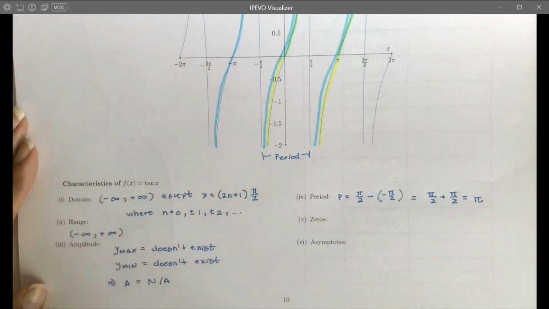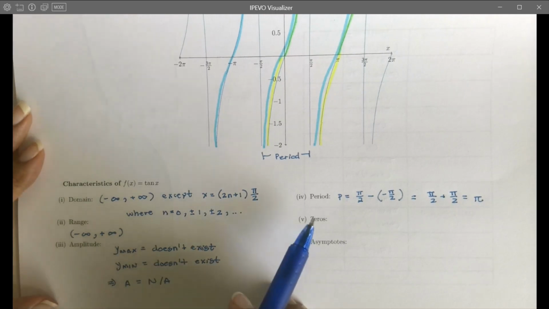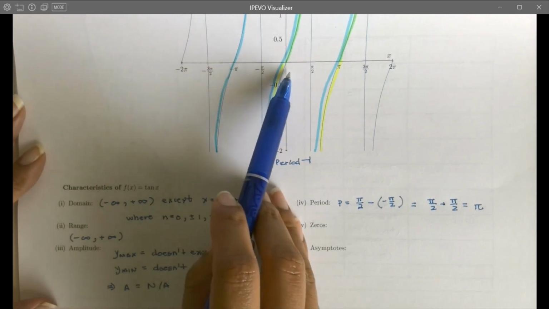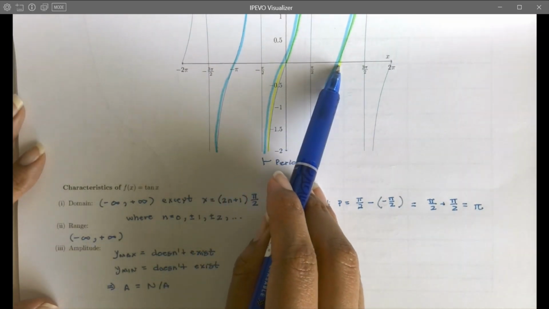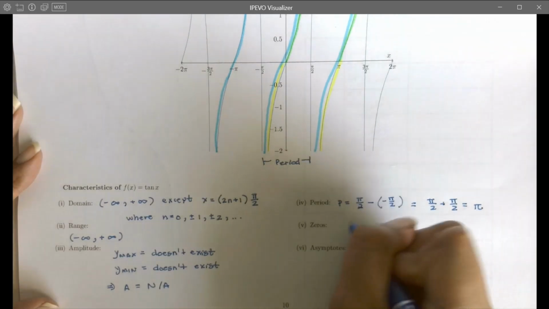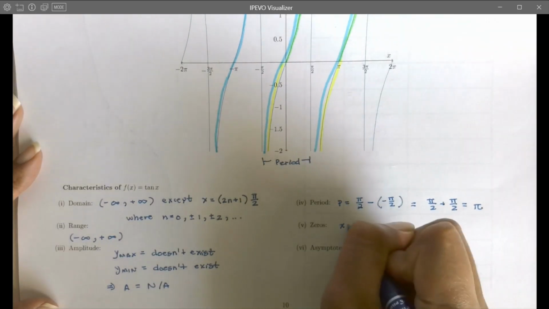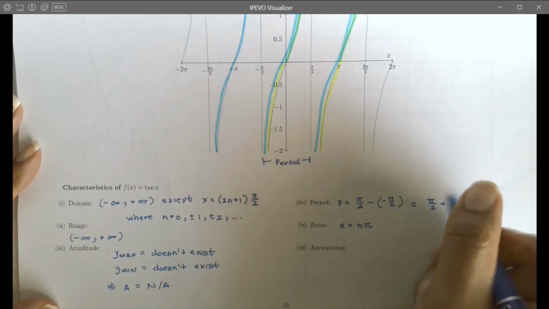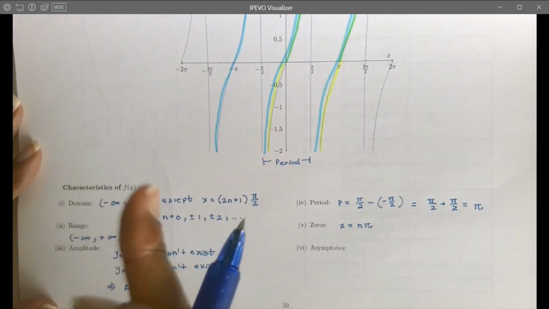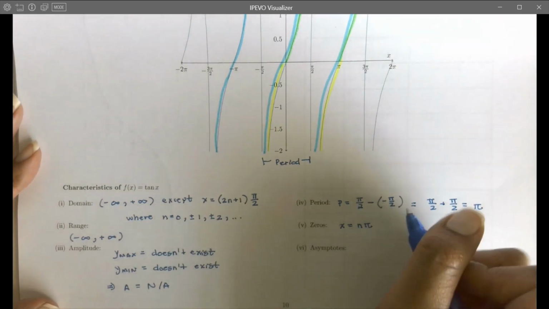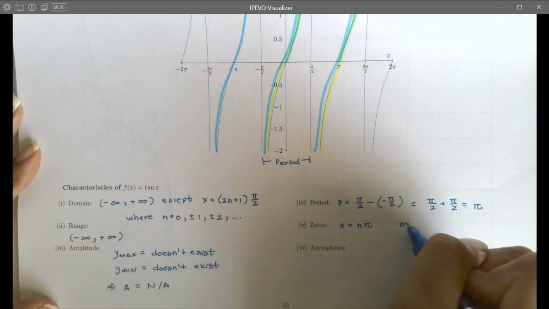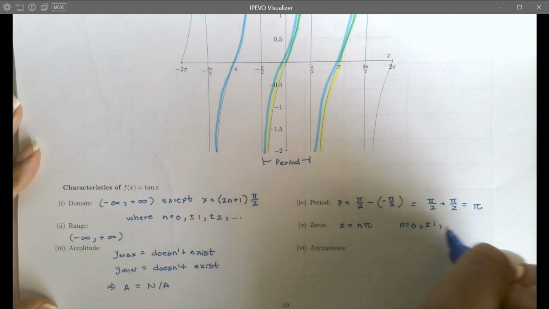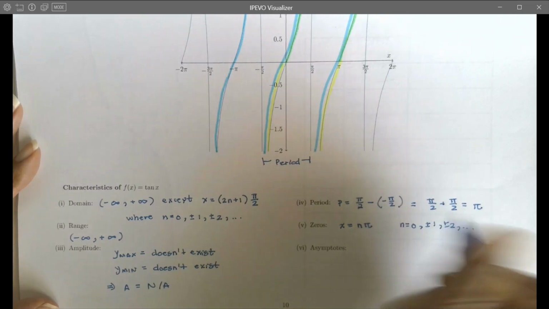All right, what about zeros? Where does the graph touch the x-axis? Well, it happens at negative pi, at 0, at pi, at 2 pi. So basically, at any point where x is equal to an integer multiple of pi, that's where we will see tangent touch the x-axis. Okay, so this is for n being 0, plus or minus 1, plus or minus 2, or anything greater.